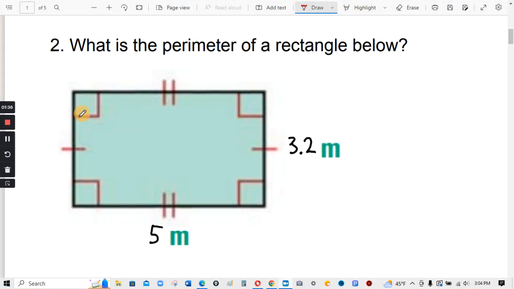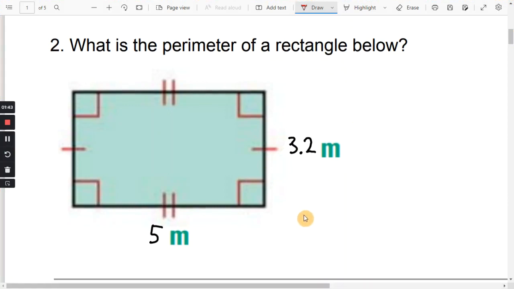Okay, perimeter of a rectangle. Basically, you just add up the sides. So for a rectangle, the perimeter formula, since we have 2 lengths, it's going to be 2 times the length. And we have 2 widths. So it's going to be plus 2 times the width.